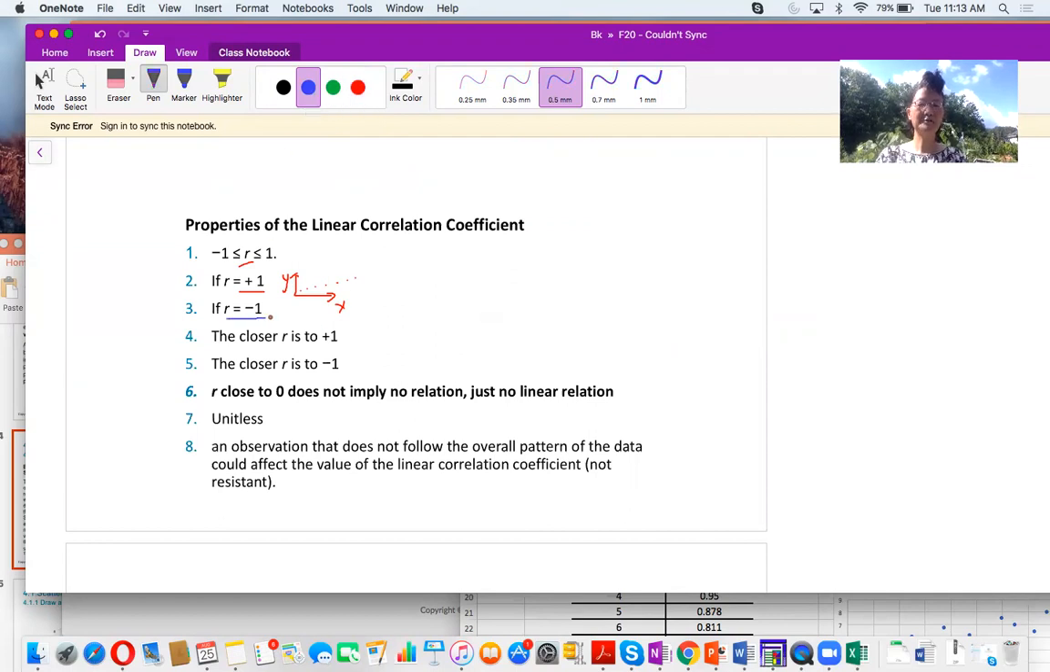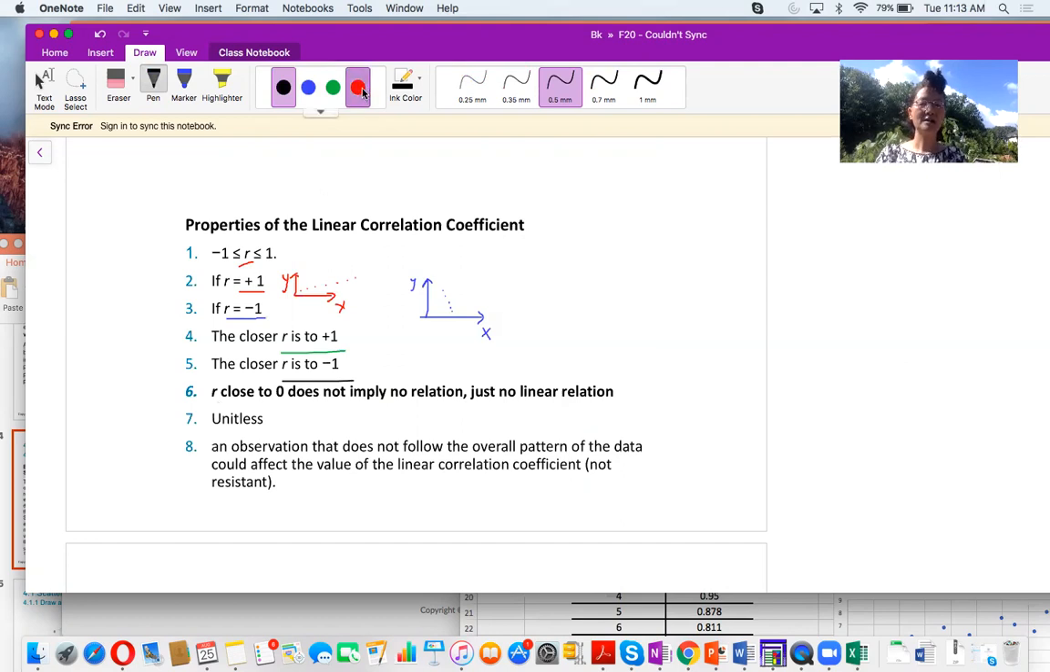And when you have r equal to negative 1, again, all the x and y lining up on the line, but in the negative relationship, downward in a straight line. And the closer the r to positive 1, the stronger the positive relationship between x and y. And the closer the r to negative 1, the stronger the negative relationship between x and y.